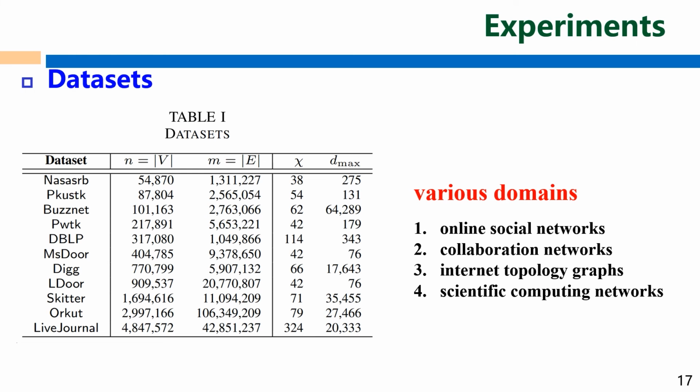We collect 11 large real-world graphs. These datasets cover various domains, such as online social networks, collaboration networks, internet topology graphs, and scientific computing networks. The detailed statistics of these datasets are summarized in this table.